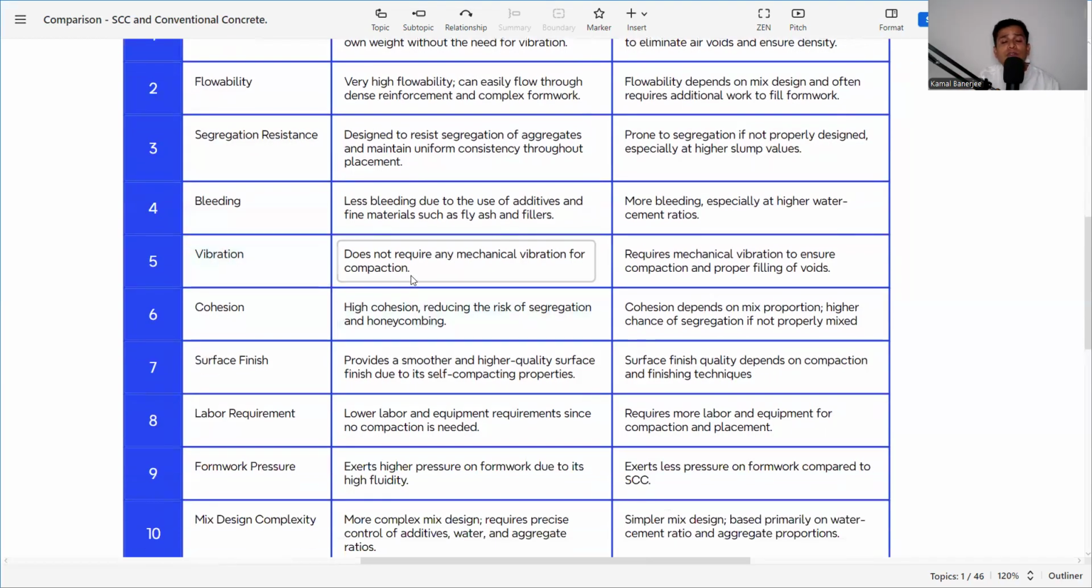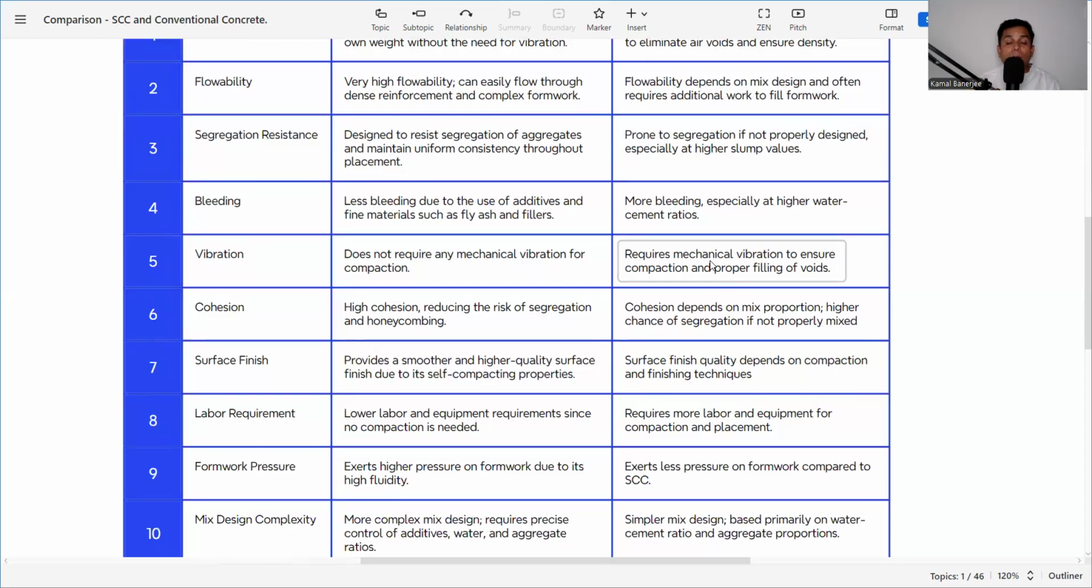Then vibration, which is not required, I already discussed, it compacts under its own weight. But the conventional concrete requires mechanical vibration to ensure the compaction and proper filling of voids. If it is not done as per the requirement, then there will be voids, there will be honeycombing, and obviously the strength and durability will be a concern.